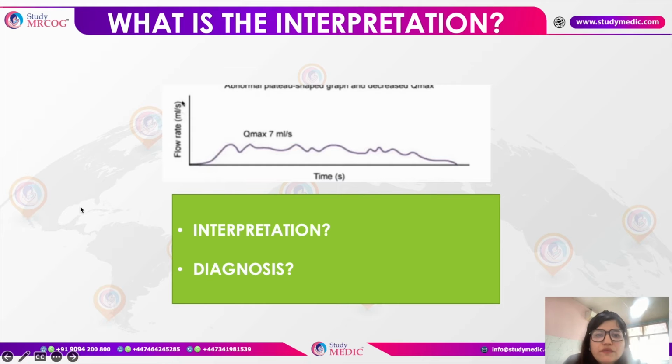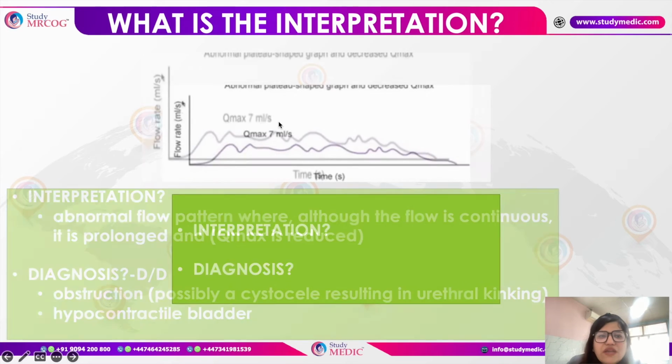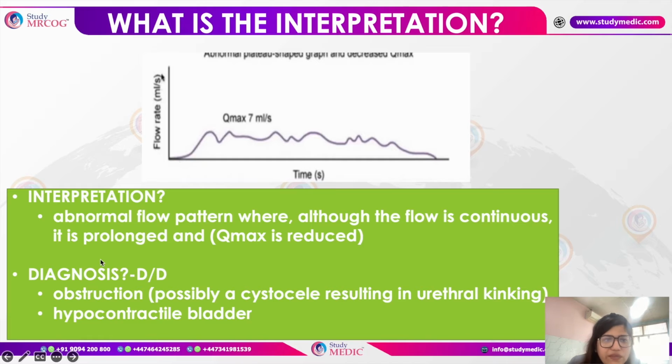Now, this is how the questions are asked in this exam. You will be given a graph and you will have to interpret it. First you have to figure out what kind of graph it is. You see, it's a uroflowmetry graph where the flow rate is plotted against time, and the Qmax here is reduced. So the interpretation you will give is that it is an abnormal flow pattern where the flow is continuous, prolonged, and Qmax is reduced.